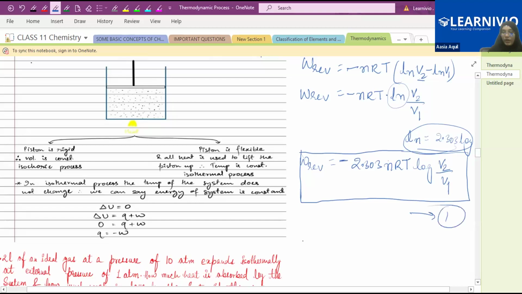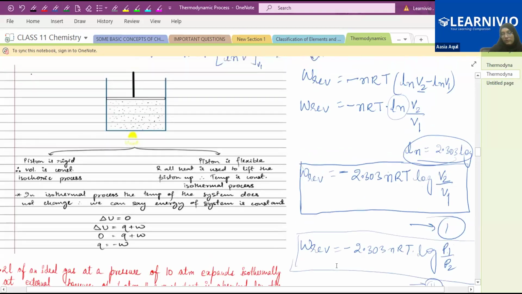That's the first formula. Now, if it is pressure, there is another formula. W reversible equals minus 2.303 nRT log, and here there is a slight difference. Here it was final upon initial, final volume upon initial volume, but here it becomes reversed, because you know very well there is an inverse relationship between pressure and volume. So here you will write log P1 upon P2. So there are two formulas of work. Clear, everyone?